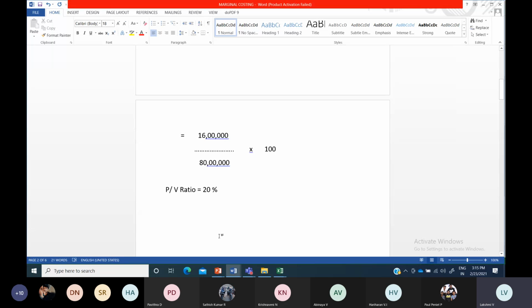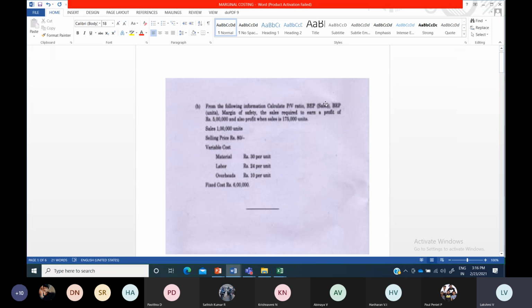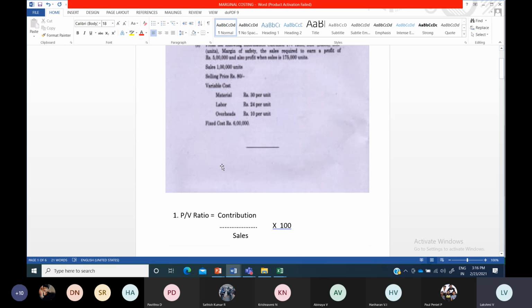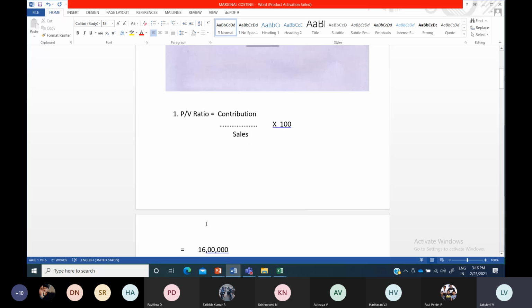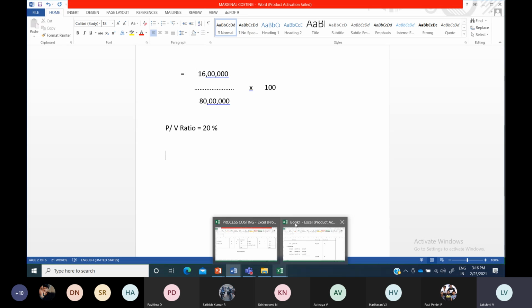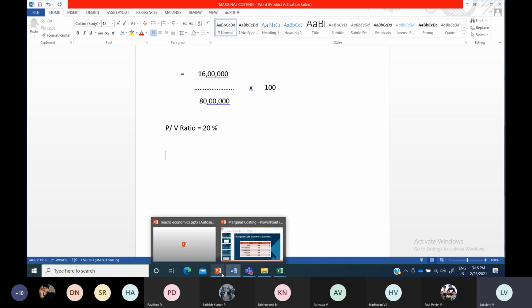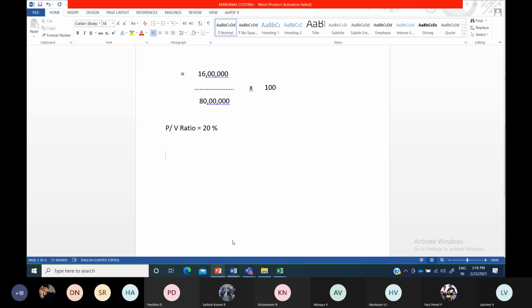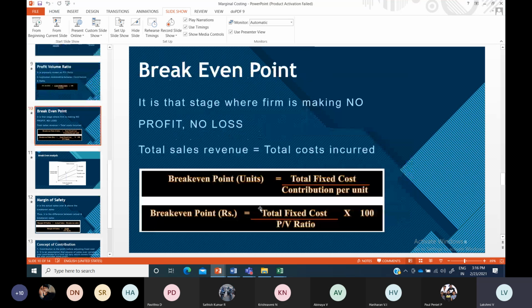Okay, next is your BEP in sales, BEP in units. Okay, so we have to find out that one. BEP in sales, what is the formula? You have to see. BEP in sales, it is fixed cost divided by PV ratio, I think so. Just go through. BEP in sales, that is in rupees. Okay, so that is fixed cost divided by PV ratio.